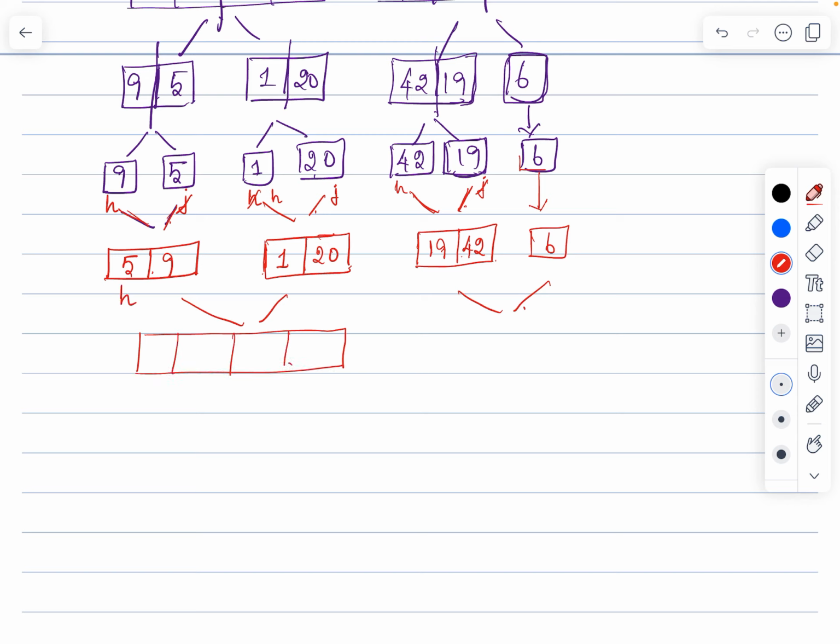Compare array of H and array of J. When you compare, array of J is lesser than array of H. So write array of J inside the new array and increment J. Compare again array of H and array of J.